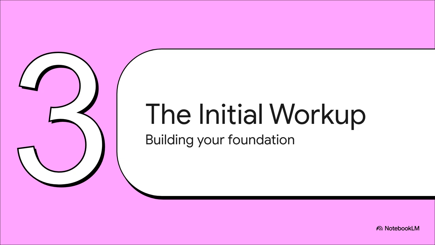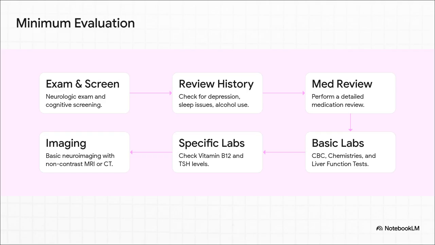On to section 3, the initial workup. So you've pretty much ruled out delirium, and now you're thinking this is a chronic cognitive decline. So what's next? Well, this is where we start building our diagnostic foundation with a really systematic workup. The American Academy of Neurology gives us a really clear, easy-to-follow checklist for this minimum evaluation. It's got the basics: a good exam and cognitive screen, a look into things that can mimic dementia like depression or sleep apnea, a super detailed medication review, and then some key labs and imaging. The whole goal here is to systematically rule out any reversible causes before you even think about landing on a diagnosis of an irreversible dementia.